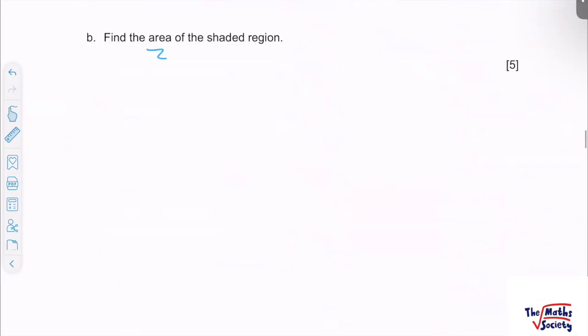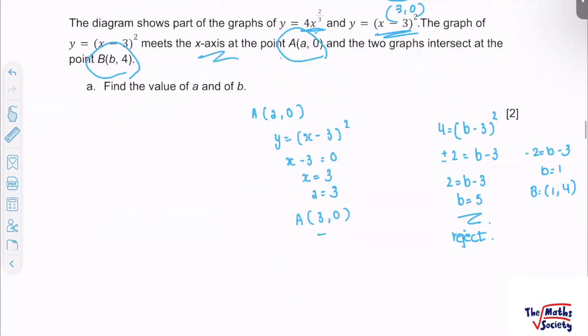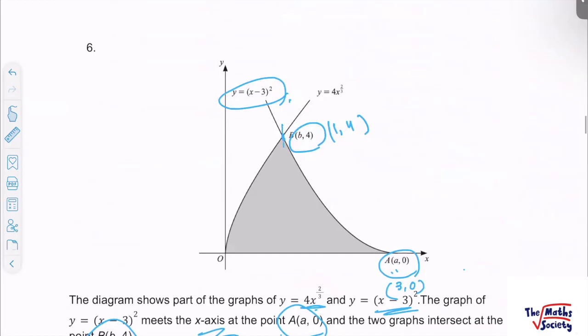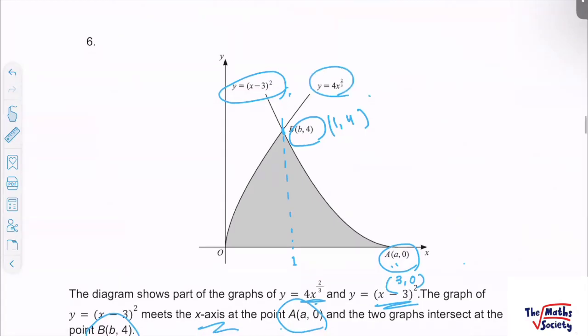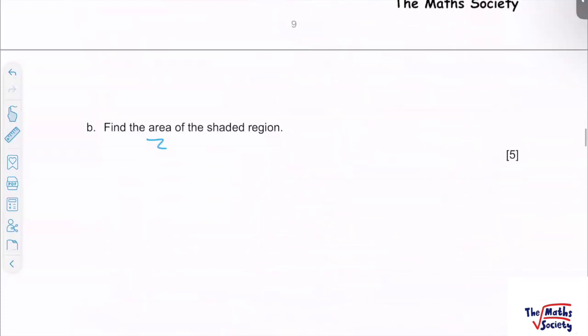You need to find the area of the shaded region. Yep, so for our shaded region, we're going to divide it into two parts at this intersection. You're going to have one integration from 0 to 1, and then another from 1 to 3. So 0 to 1 is going to be with this equation, and for 1 to 3, that's going to be with this equation. So let's integrate it. So total shaded area.